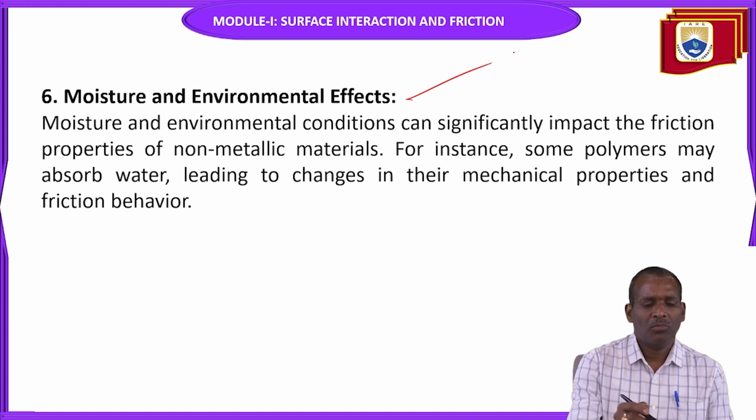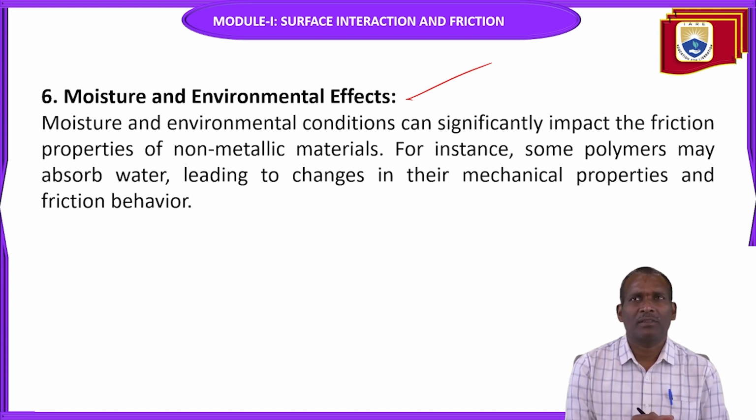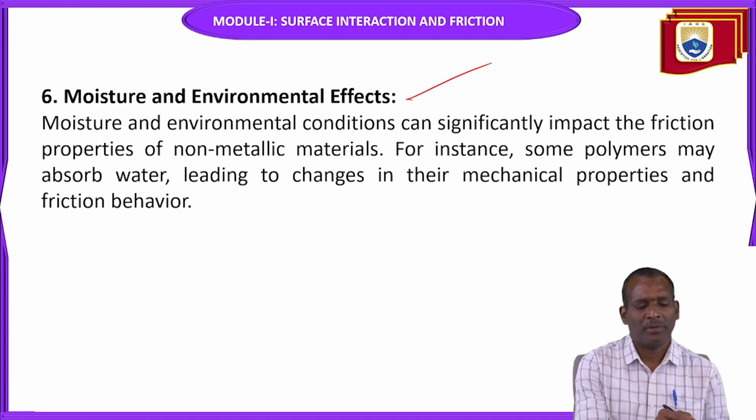Next one is moisture and environment elements. Moisture and environmental conditions can significantly impact the friction properties of non-metallic materials. Environmental conditions means temperature and humidity. For instance, some polymers may absorb water, leading to changes in their mechanical properties and friction behavior.